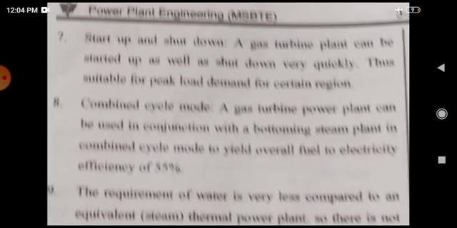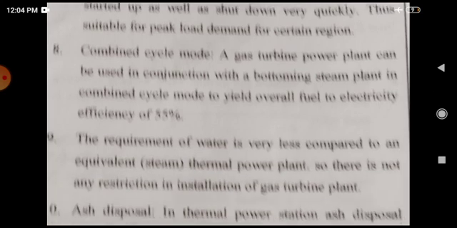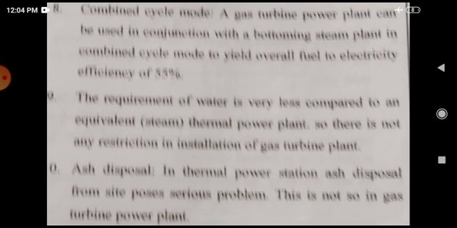Then startup and shutdown: a gas turbine plant can be started up as well as shut down very quickly, thus suitable for peak load demand in certain regions. Combined cycle: a gas turbine power plant can be used in conjunction with a bottoming steam plant in combined cycle mode to yield an overall fuel to electricity efficiency of up to 35%.